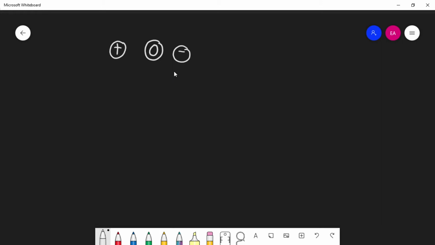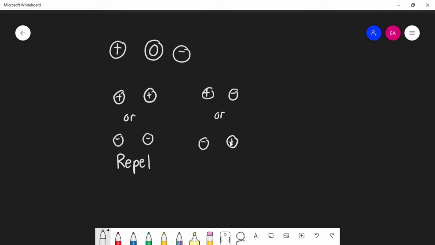Coulomb's law states that the charges with like signs, meaning positive and positive, or negative and negative, will both repel. But charges with opposite signs or unlike signs, such as positive and negative or negative and positive, will attract.